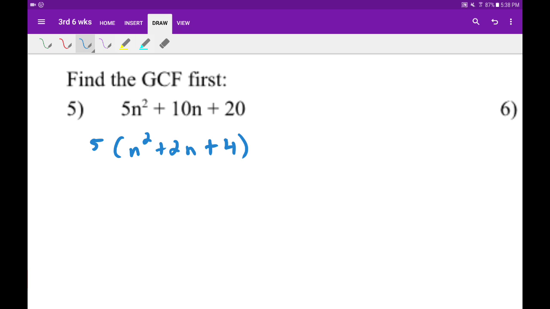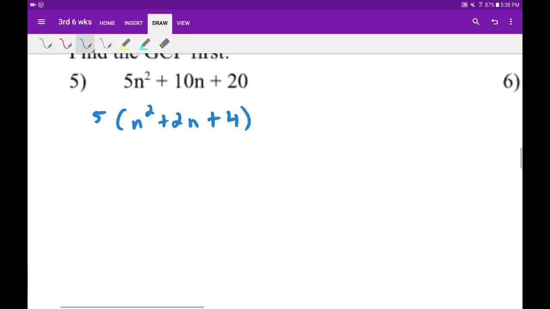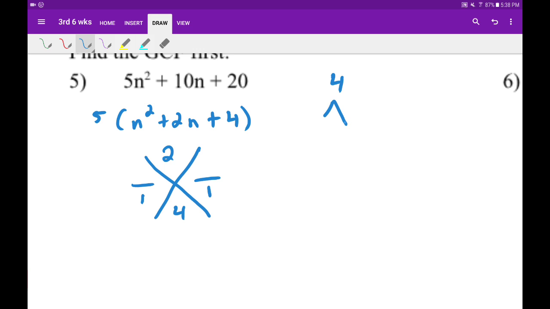There we go. All right, so now, again, we're going to only factor what is inside the parentheses. So X method here, 2 is my b, a times c is 4, of course a is 1. Now we're looking for two factors that multiply to 4 and add up to 2. And if we look at factors of 4, we got 1 and 4 and 2 and 2, that's it.